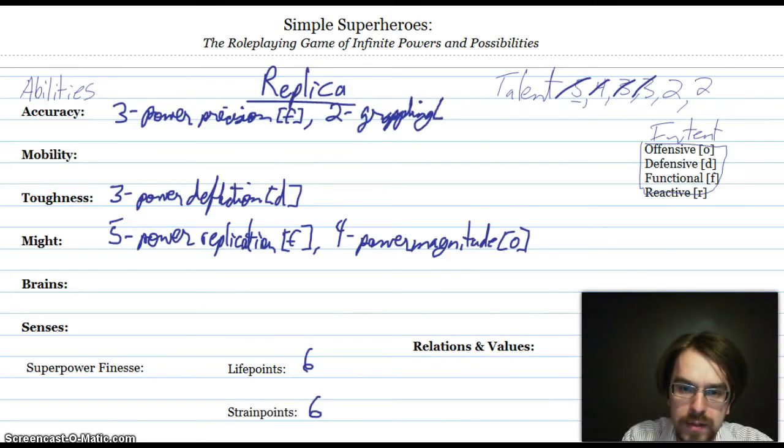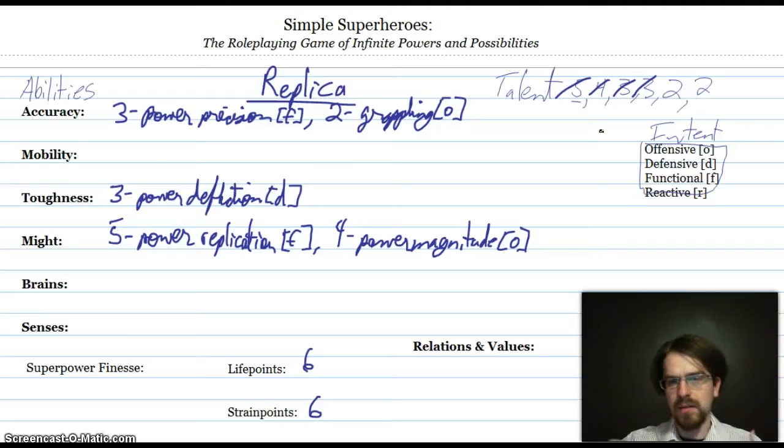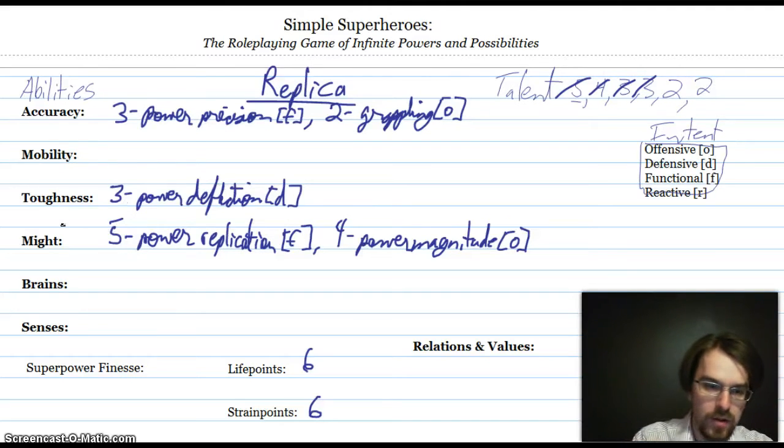I'm going to mark that as offensive. And that's actually the talent that she's going to roll to touch somebody in order to be able to pull out that power. When she does that, she's not going to be causing damage. She's then going to go on and roll this rank 5 talent to actually try to copy it. Assuming she gets 2 basic successes on that copy talent against the person's superpower finesse roll, she'll cause a strain point of damage and be able to copy all that person's powers.